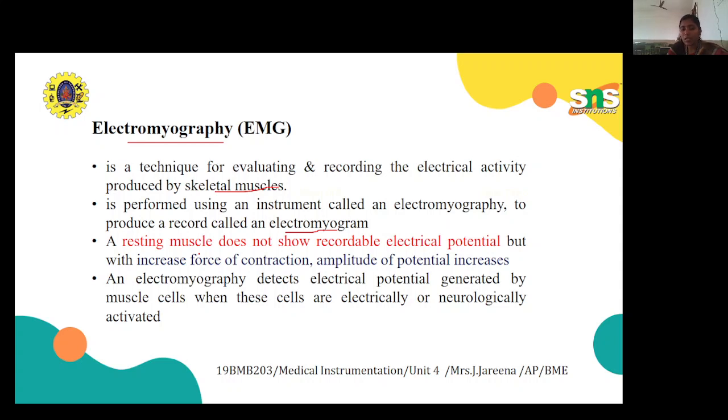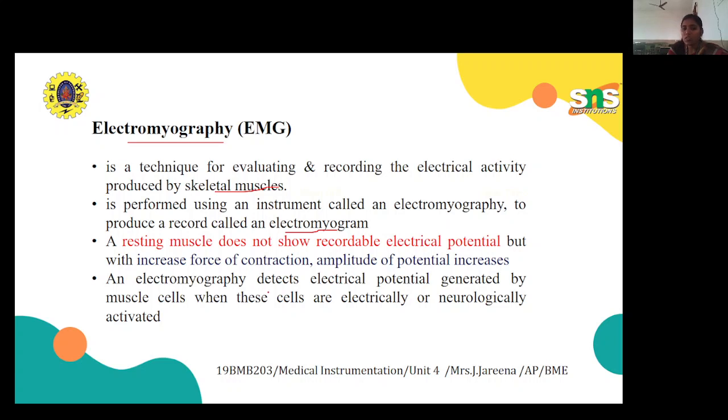But when the muscle is under action, the respective action potential will be generated in response to the stimulus, whether we give it from outside or it is the instruction given by the brain. As long as we give the instruction to contract the muscles, we have the equivalent potential generation in response. Tapping that particular potential generation is nothing but EMG.